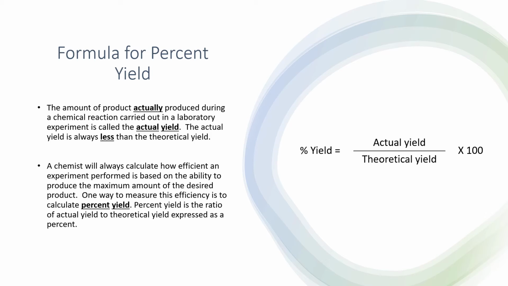And it says the percent yield is the actual yield divided by the theoretical yield multiplied by 100. Okay? So again, remember, the actual yield is what you calculate in the lab. The theoretical yield can be found by doing a mass-to-mass stoichiometry problem.